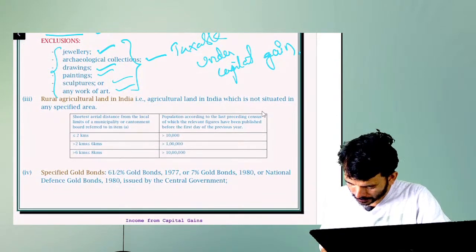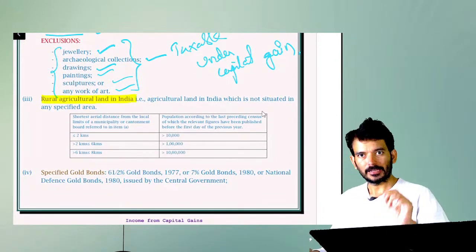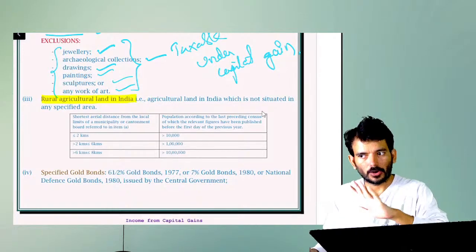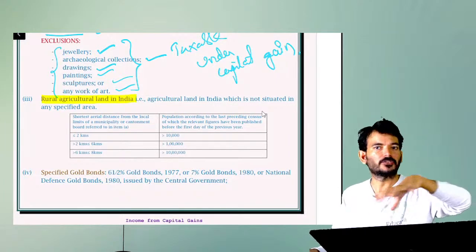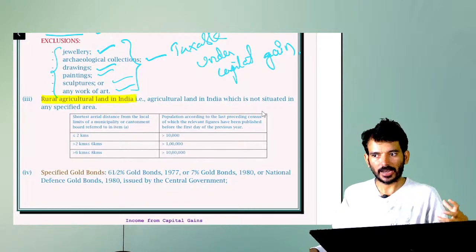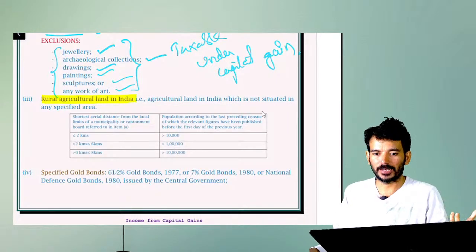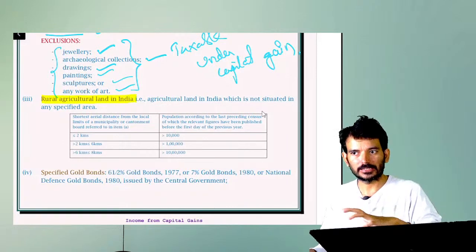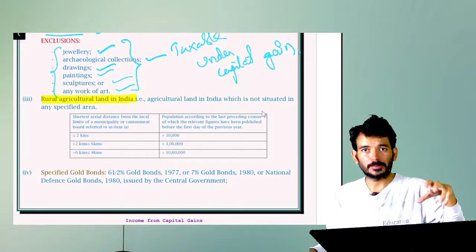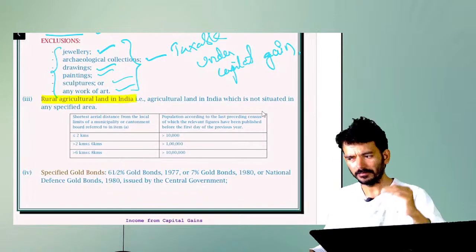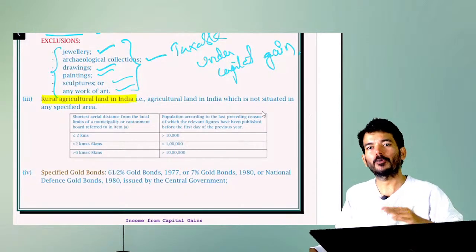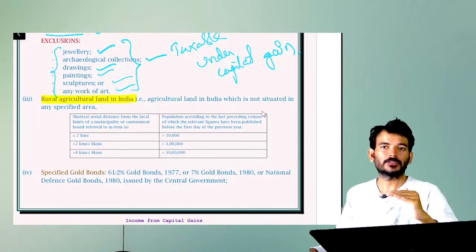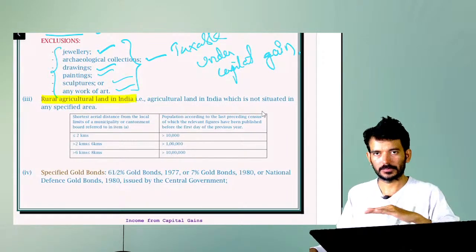Next, rural agricultural land in India. It is rural agriculture, not urban agriculture like in our area, wherever we are staying here. It is a specified area. So if I have an agricultural land here, or if I am selling that land, I cannot say that it is outside capital gain, even though it is an agricultural land, because it is situated in a specified area. So what do you mean by that specified area? Any municipality or cantonment having a population as per the latest census of 10,000 is a specified area.